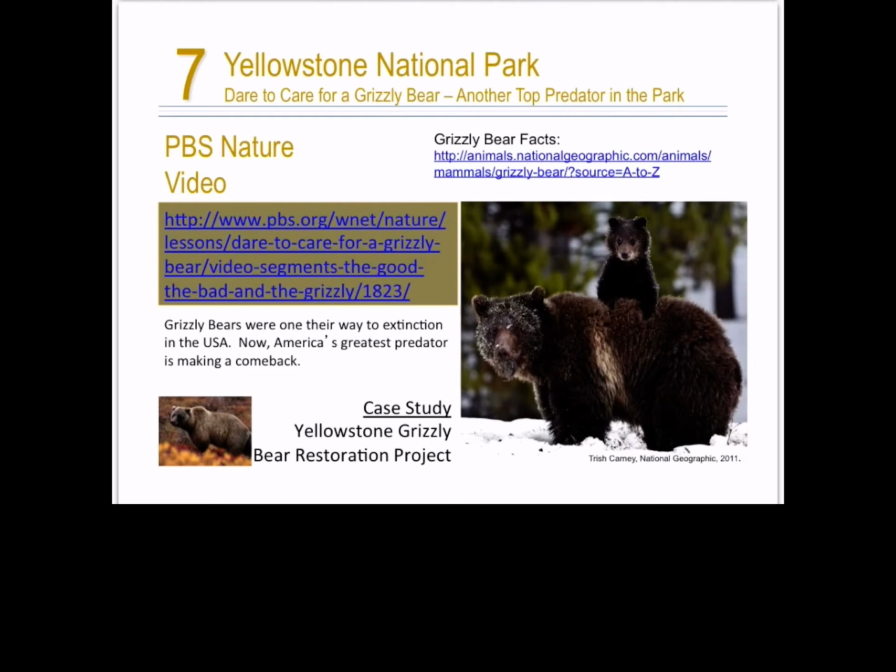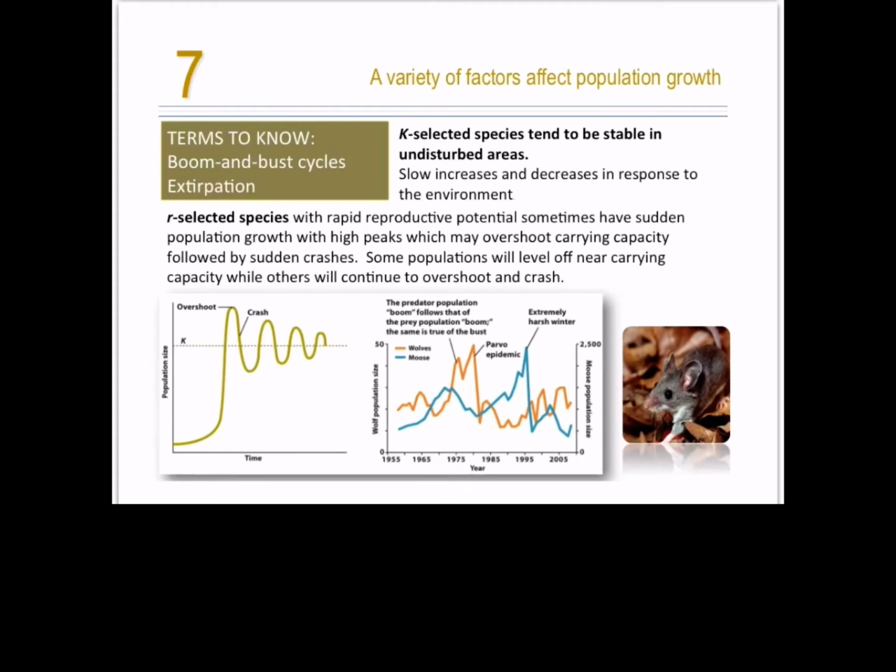So different species are going to display different population dynamics in the Yellowstone ecosystem. A grizzly bear, a K-adapted species, is going to display slow increases and decreases in response to changes in the environment. An R-selected species, such as this mouse here, is going to be able to reproduce very quickly. They're going to have high biotic success.